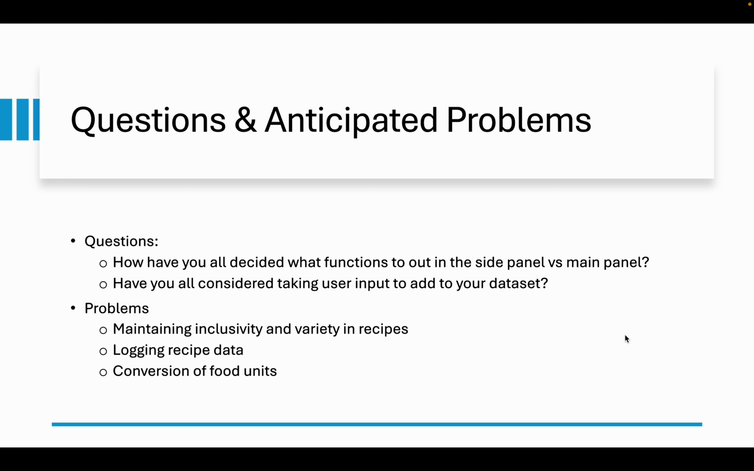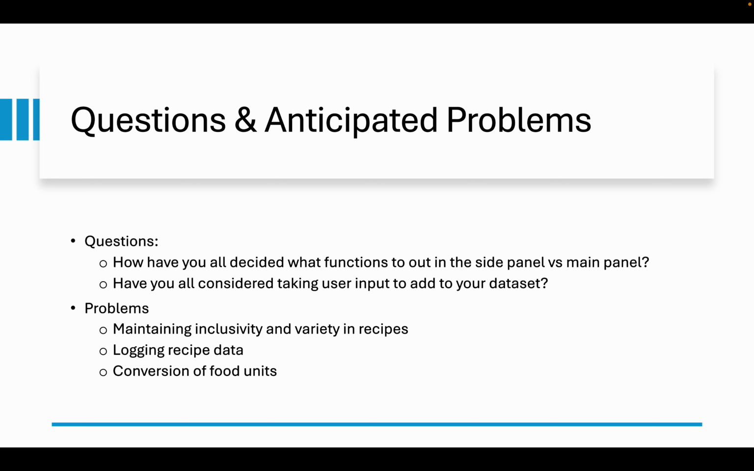So lastly, some questions and anticipated problems. When I was building my app, I was struggling to decide which functionalities should go on the side panel versus the main panel. I have that checklist on the side, but I felt like I wanted to put the input buttons for the personal information on the side panel. I decided to do a new tab, but I was curious how you all made that decision in your apps. Just kind of see some suggestions there.